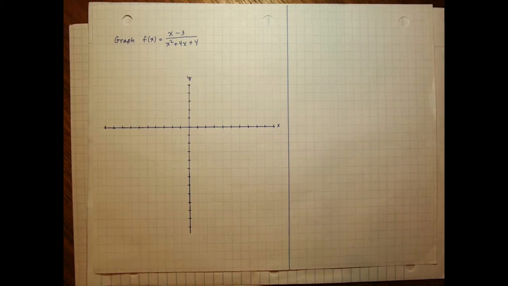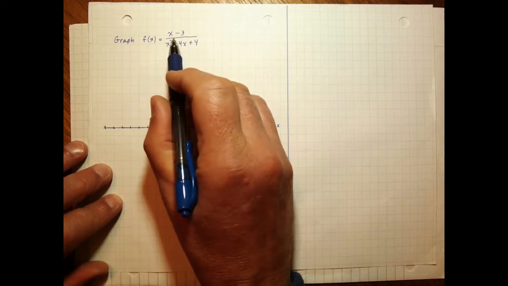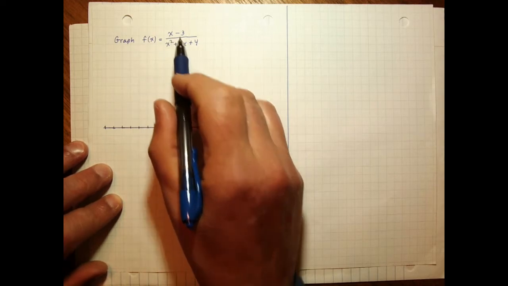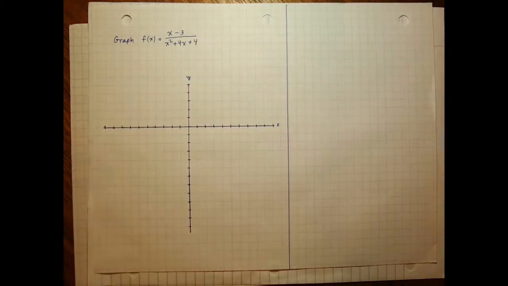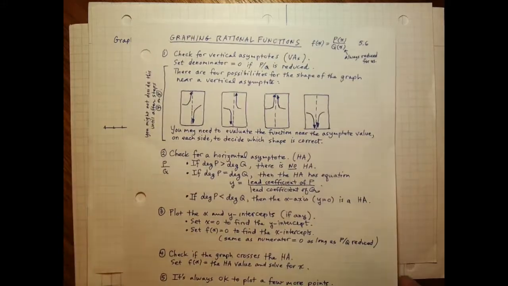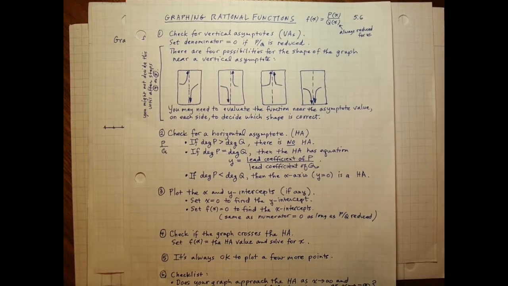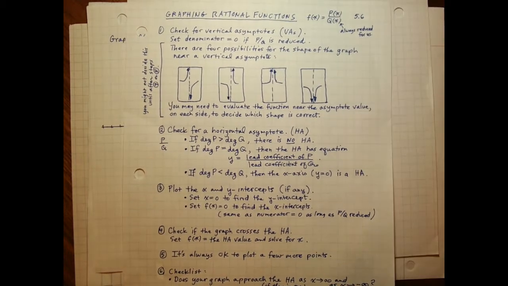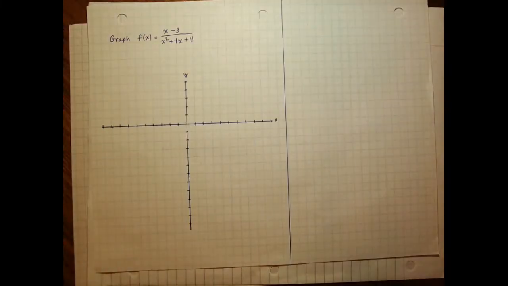Let's look at another example of graphing a rational function. Here we're going to work with f of x equals x minus 3 over x squared plus 4x plus 4. And I'd like to apply our graphing rational functions procedure from class, going through the steps as outlined on this handout that's posted in Canvas. And so here we go.